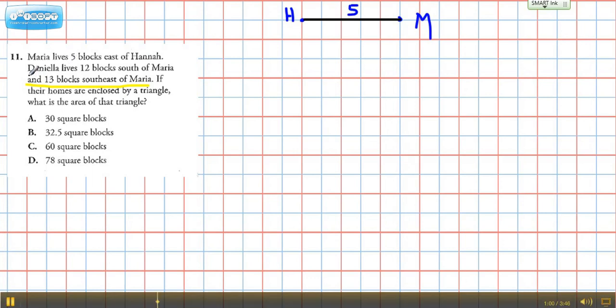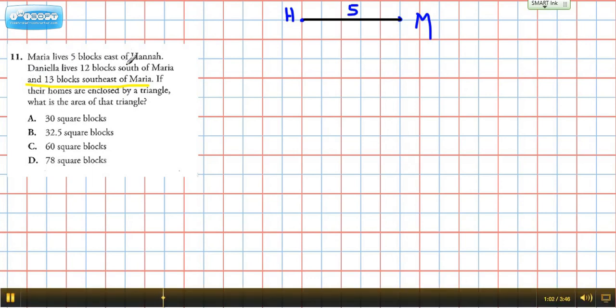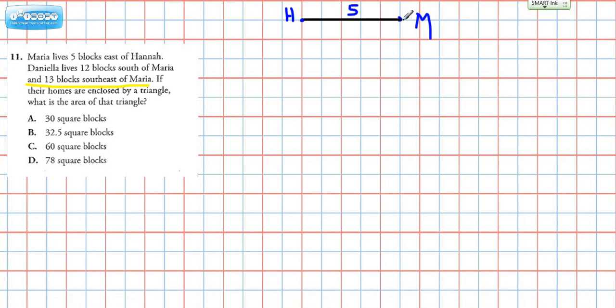Let's deal with this next little nugget. Daniela lives 12 blocks south of Maria. So here's Maria, and if we're going to go 12 blocks south and count it out, 1, 2, 3, 4, 5, 6, 7, 8, 9, 10, 11, 12. We'll put a dot, and then we'll put D for Daniela because she lives 12 blocks south of Maria. And then we can even make the line to connect the points. And that's done.